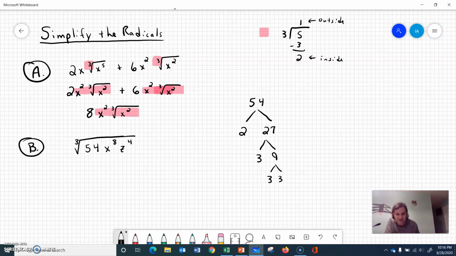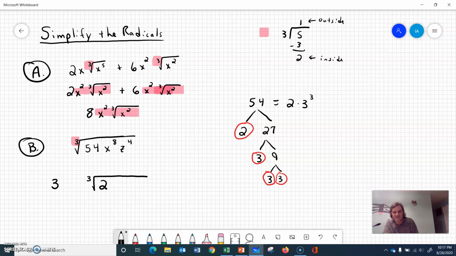So if we look at the prime factorization, 2, 3, 3, 3, 54 is a single 2 times 3 to the third. Well, we've got a cube root. That's important. And we've got 3 3's. So out here we can write a single 3. I'm going to leave some room just in case, and then it'll be times the cube root of whatever's left, which is 2. Now we still got to deal with our variables.